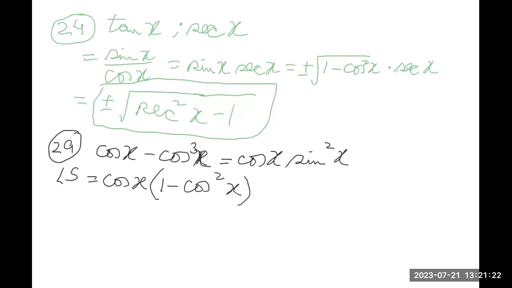That's what we have on the left side. And 1 minus cosine square x, as we have seen, is just sine square x. So the left side is simply cosine x times sine square x, which is what we wanted to show, that the left side equals. So this is equal to the right side. And that completes our proof, our verification that indeed this identity is true.